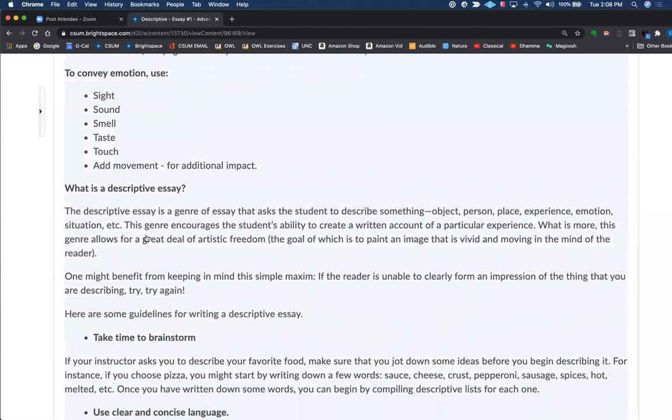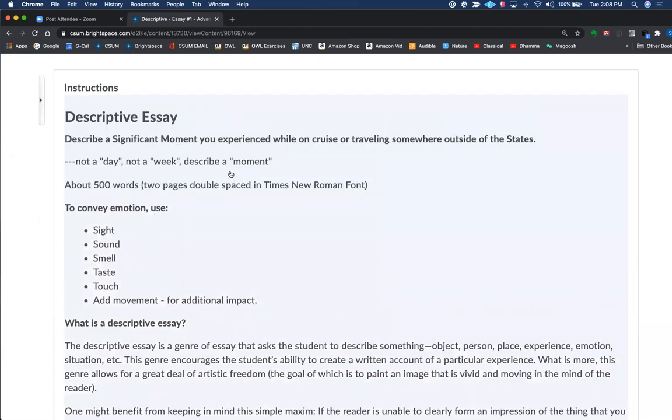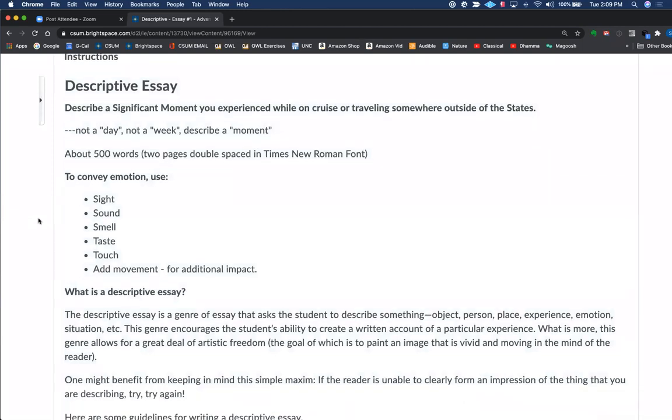And in this descriptive essay, I want you to describe a moment. And this is particularly important because most people are going to give way too much background and context, and you're not going to understand what happens. Just give me a moment. What I really want is for you to paint a picture with your words using all of your senses. And you can describe any significant moment you experienced while here on cruise or traveling somewhere outside the United States. And traveling somewhere outside of your own home is really what I'm going for here.